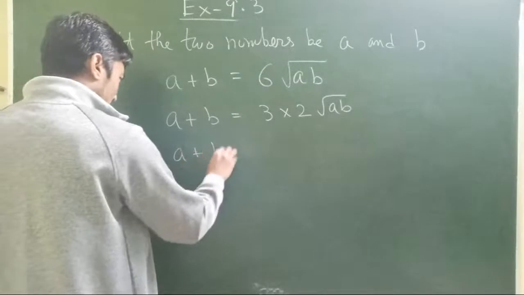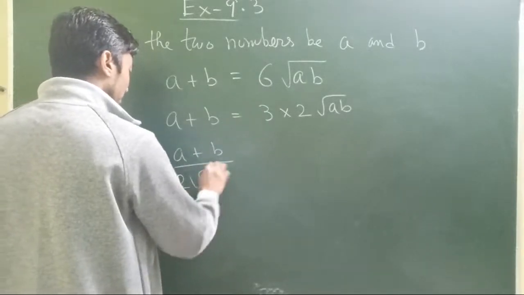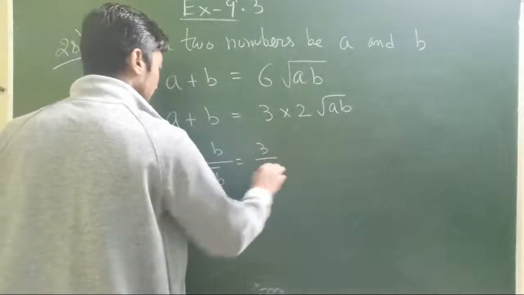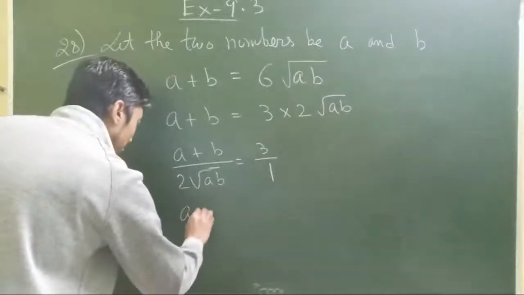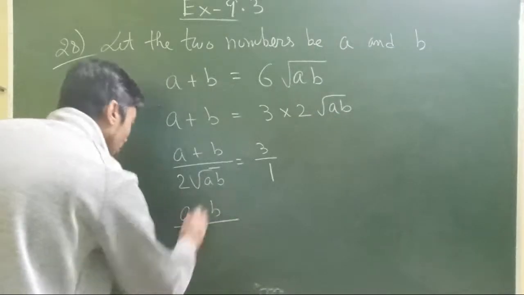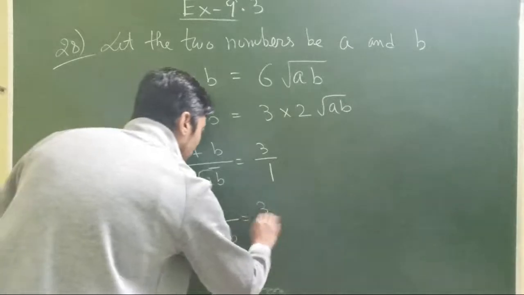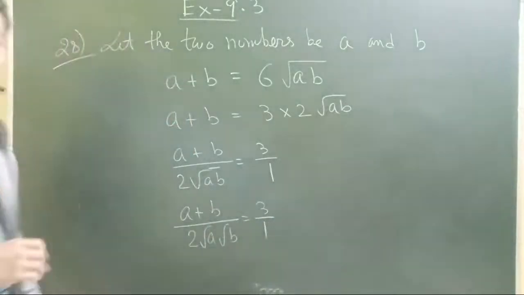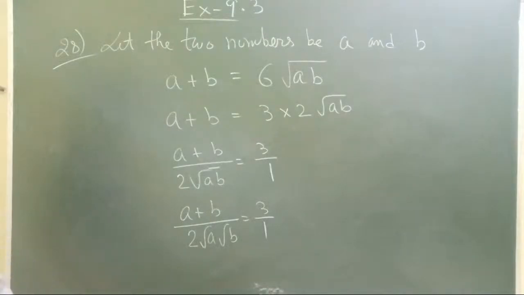So now a plus b divided by 2 root of ab. I'm going to cross multiply this. I'm going to bring this down. One more arrangement that I'll do is a plus b divided by 2 root ab. I'll separate. That is root a, root b, 3 by 1. Just for our sake, so that it becomes convenient.